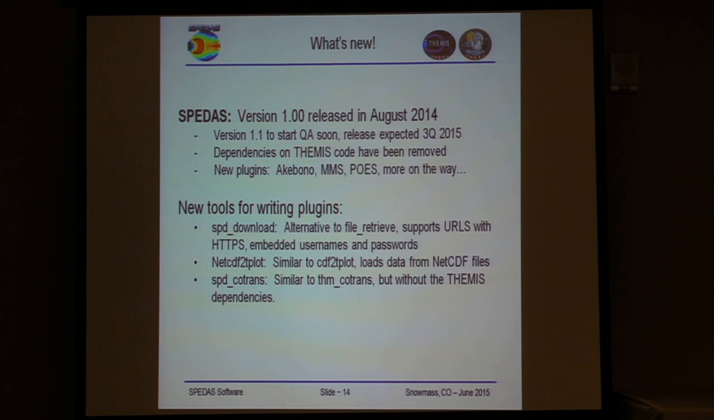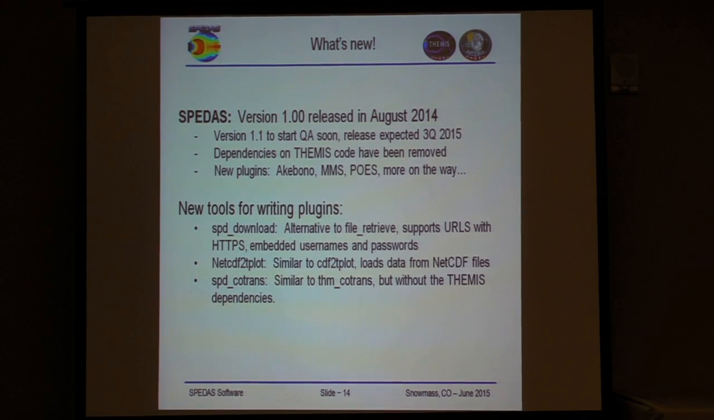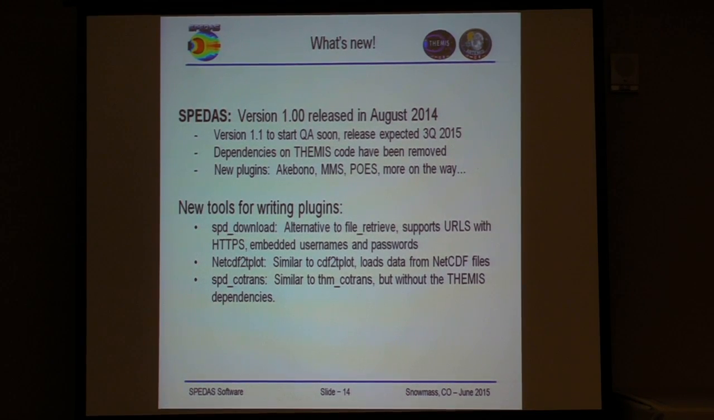We have some new plugins coming down the line. There's an Akebono mission. This was developed, I think, by some of the same people that have worked on ERG and UGONet. We have a rudimentary MMS plugin that I believe just handles a couple types of magnetometer data, level 1, level 2. And we're sort of hashing out some issues now.